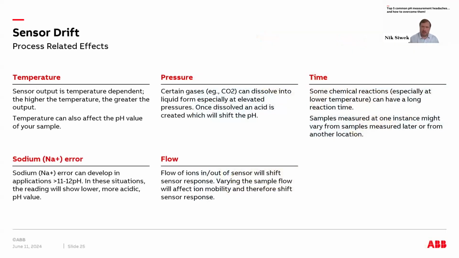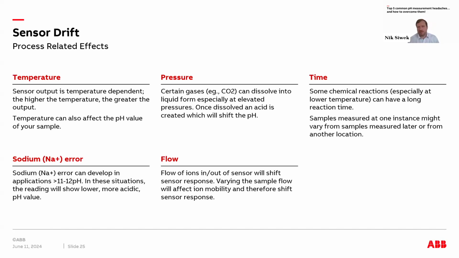The one main thing is temperature. Temperature affects pH sensors because, even if we take changes in pH of the process or the solution out of the equation, a hotter pH sensor will give an output that is much greater compared to a cooler sensor, even in the same pH solution.